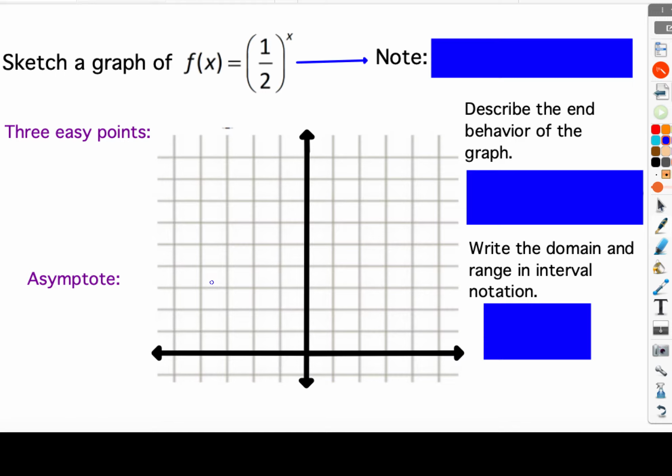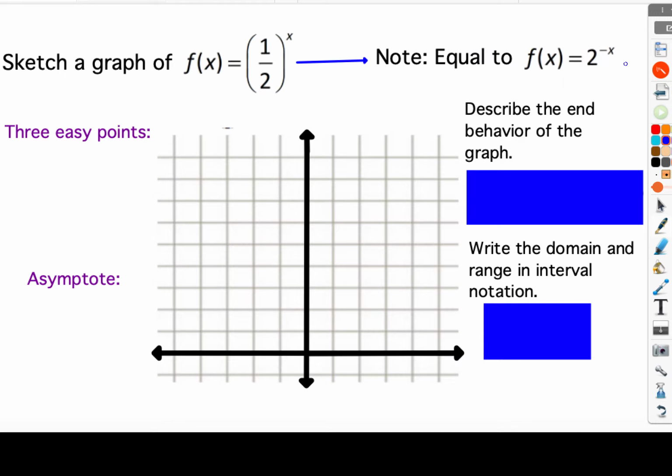What if we did f of x equals 1/2 to the x? Well, remember that technically 1/2 to the x is the same thing as 2 to the negative x, right? Negative exponents, again, make reciprocals. So just like taking that x and putting it on the 2, this would be 1 over 2 to the x, or basically 2 to the negative x. So we're going to get a very similar graph to what we had before.